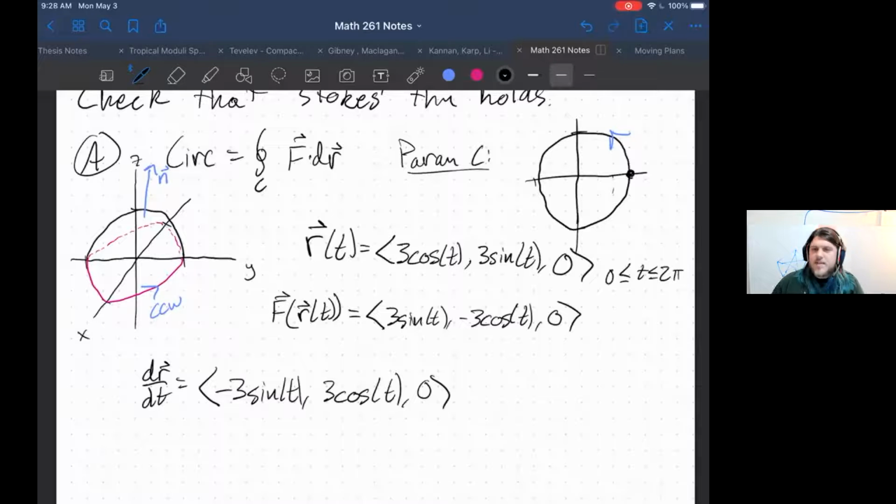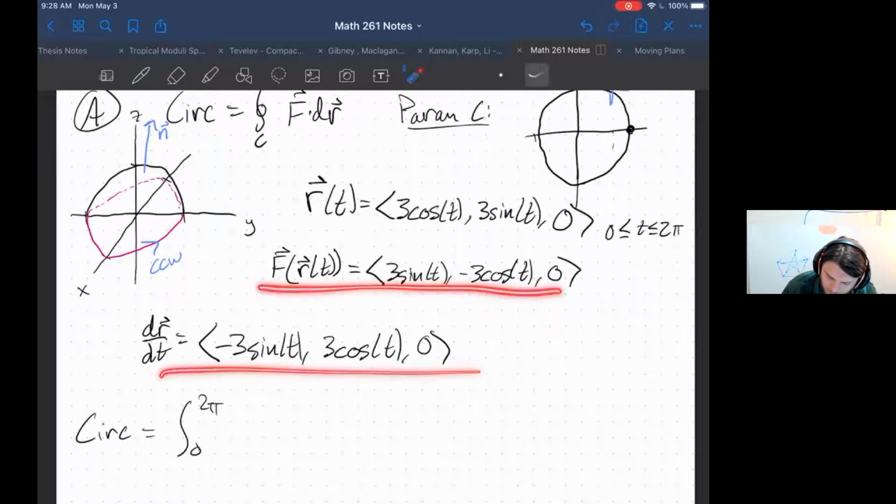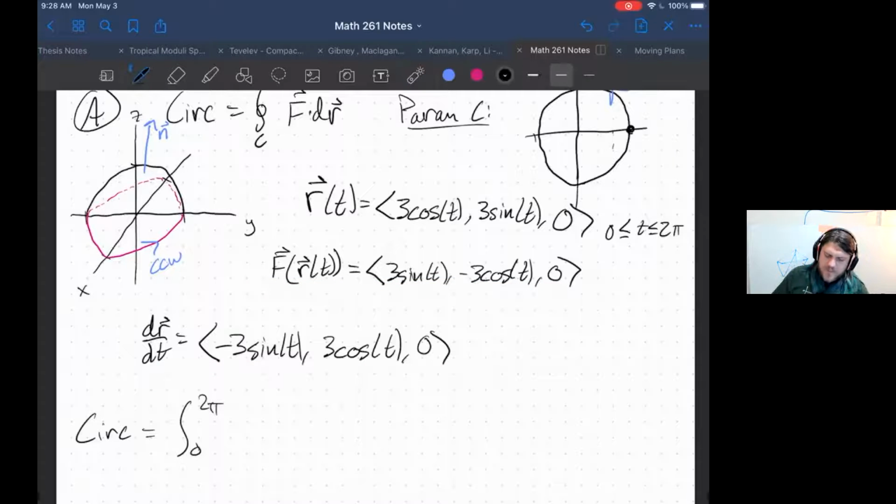Missing our bounds for t, and, you know, this is a circle, so it's going to go from 0 to 2 pi. So altogether, our circulation is going to be the integral from 0 to 2 pi of F dot dr. It's actually a really nice integral.